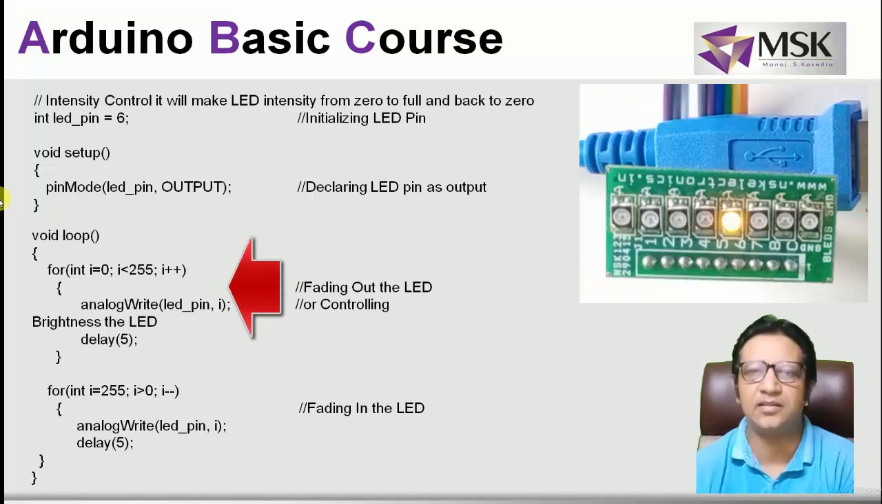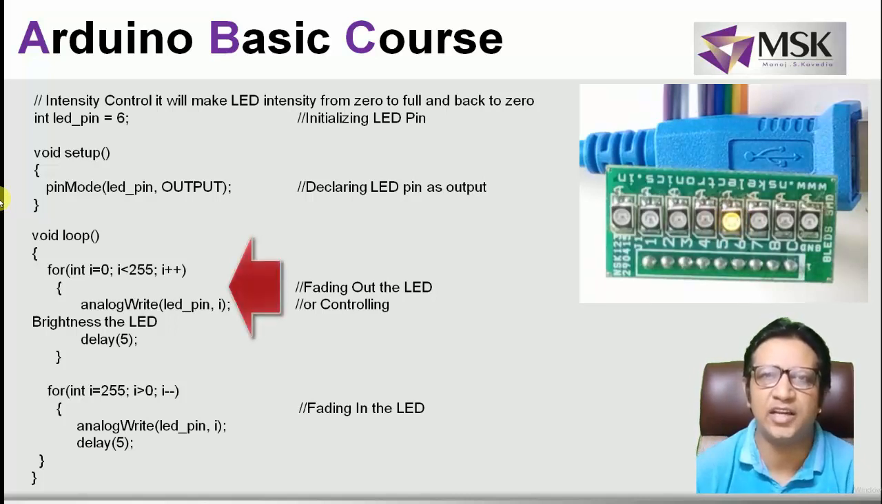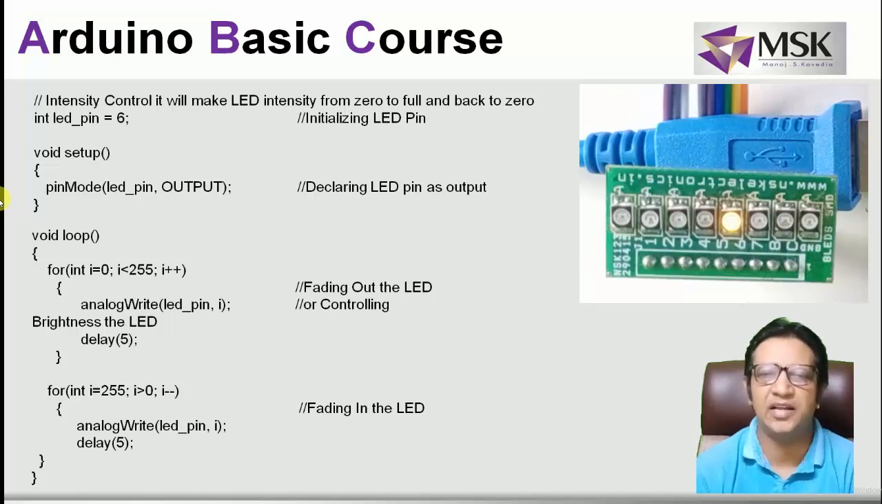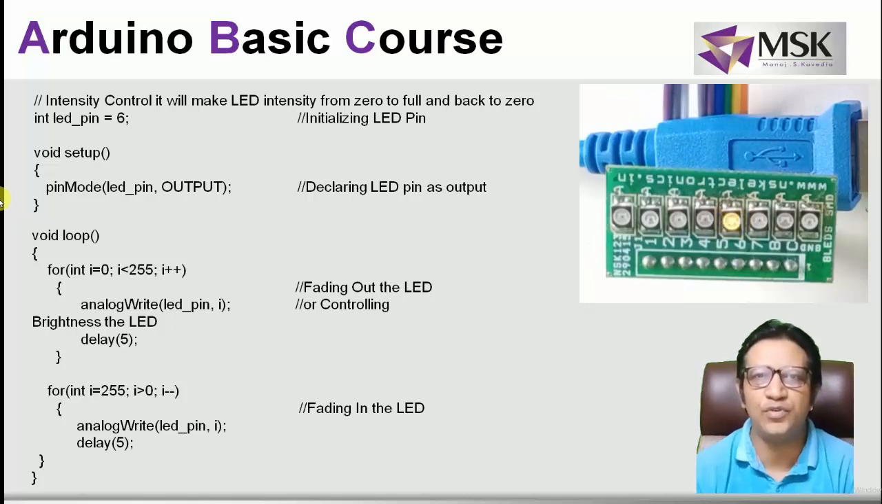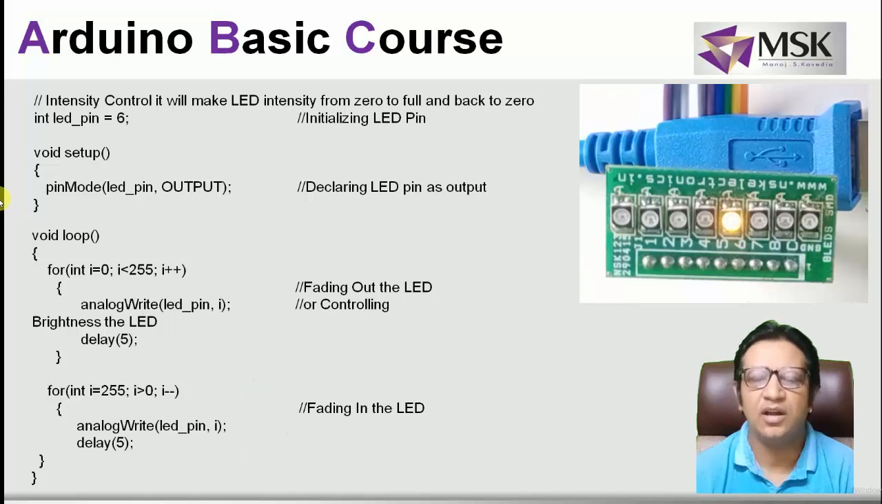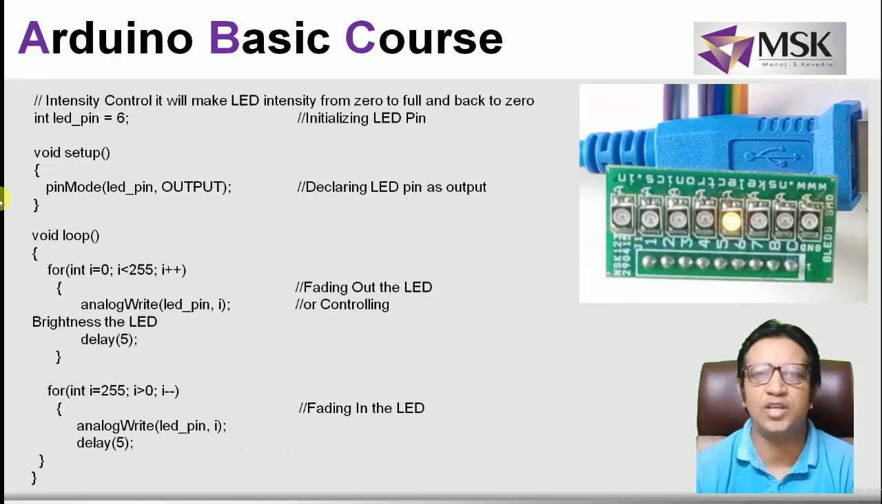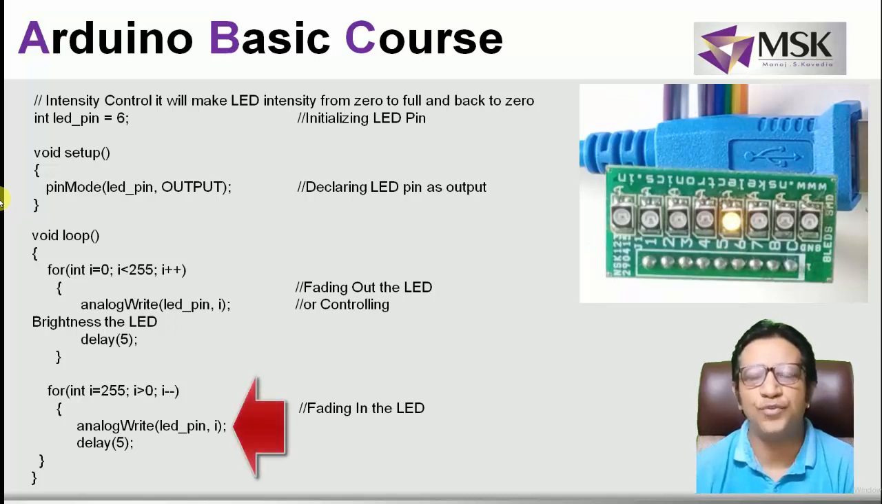So what will happen? The LED intensity will slowly and gradually increase from 0 to 255, that is dark to full bright, with a delay of 5 milliseconds, which is a very small delay. So I'll see a smooth increase in intensity. Now the second for loop goes from 255 to 0, so it is a decrementing for loop. Again I'm using the analogWrite function, passing the LED pin and the value of i. This time the value of i is decreasing from 255 to 0.